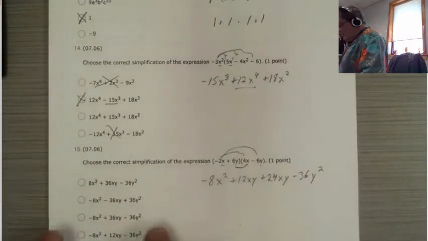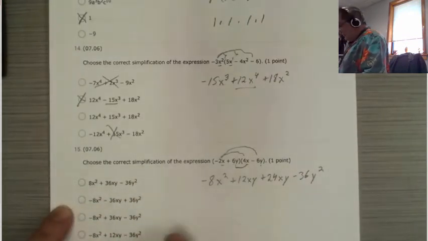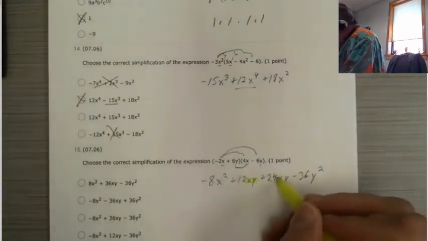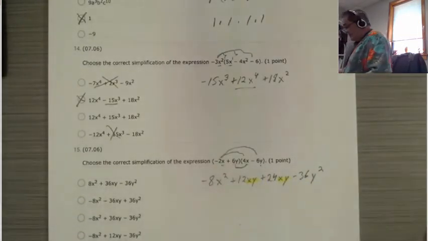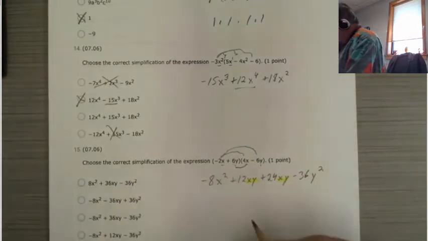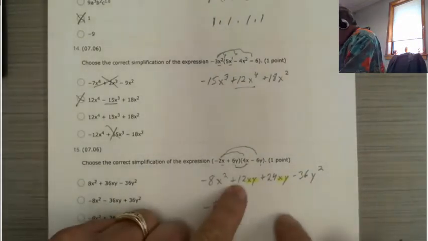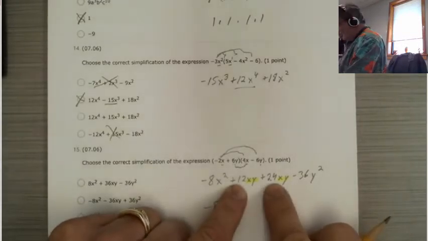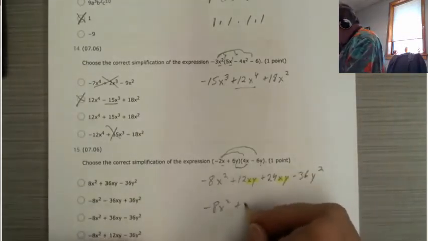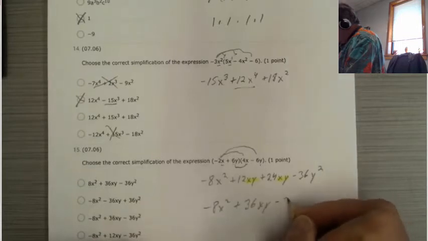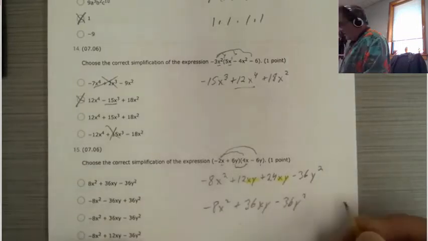Not quite finished. Notice these are all trinomials, all three. We have 4 terms, but that's because we have 2 that we can combine. These are like terms, right? These are x and y, x and y. So we have negative 8x squared. We have a 12xy and a 24xy. So if we add those together, we've got a 36xy, and then we still have our 36y squared.